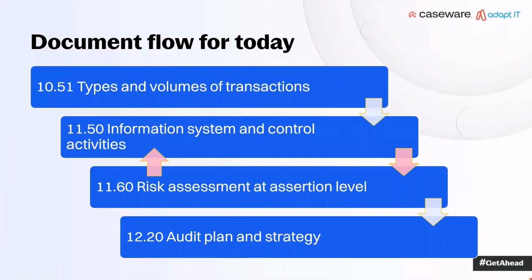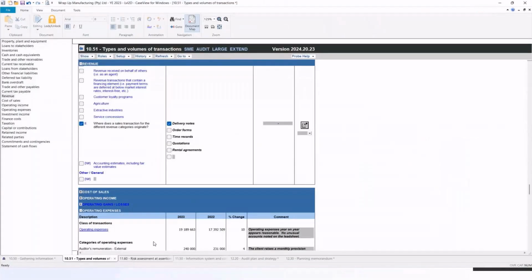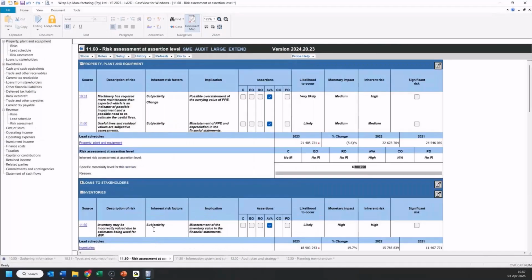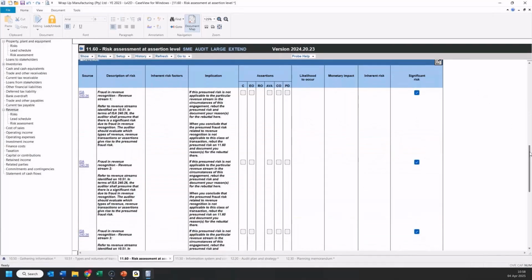Right, so let's go and have a look then at 1160, for revenue. All right, so risk at assertion level, and in my document map, I'm going to jump to revenue. By default, because revenue has your rebuttable fraud risk, you already have 3 lines with this rebuttable or presumed fraud risk in here. You can try to delete them, but unfortunately they do come back. So don't worry about the others if they are still there. Focus on either recording one or properly rebutting the risk completely away.